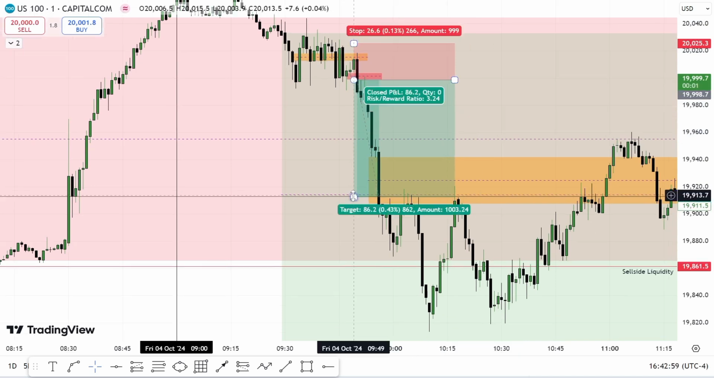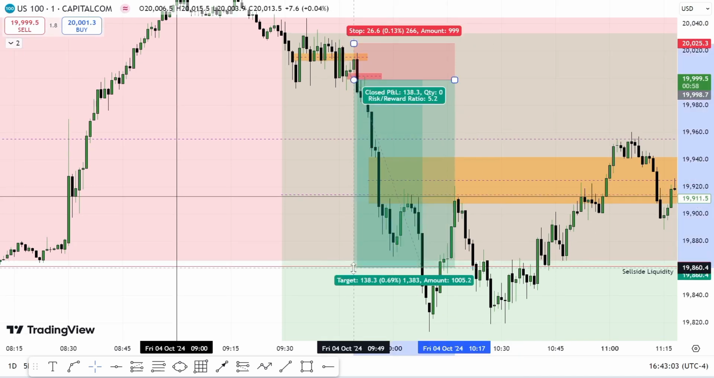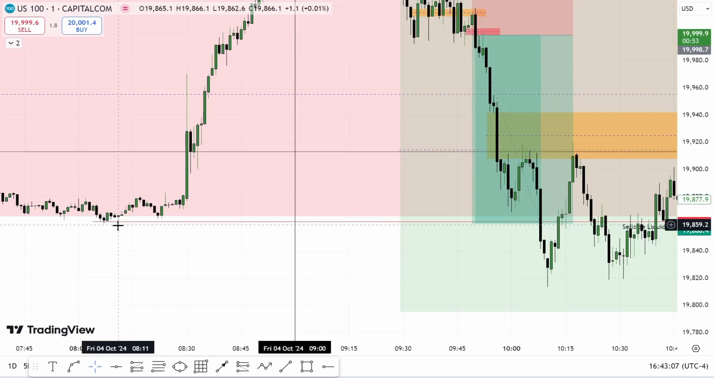You can still hold up to this point, still very perfect. The sell side liquidity right here. And you see how they look relatively equal at this point. This low is lower than this, and this is higher than this. So that's relative equal lows right there.